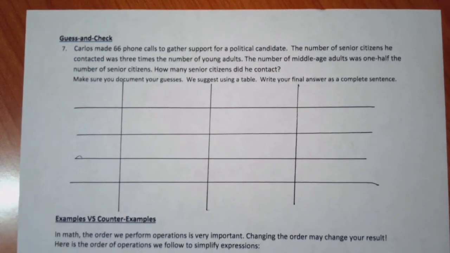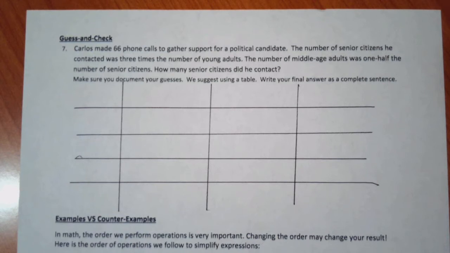Okay, for our next problem on here, notice they don't give you anything. While I was changing videos, I made myself a table. It's easier for me to organize. Carlos made 66 phone calls to gather support for a political candidate. The number of senior citizens he contacted was 3 times the number of young adults. The number of middle-aged adults was 1/2 the number of senior citizens. So how many senior citizens did he contact?